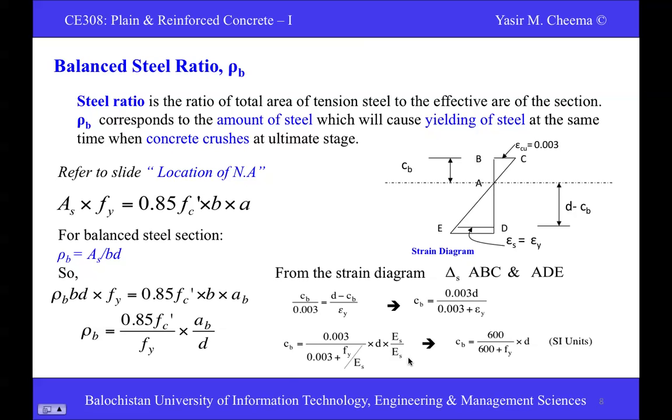So this is your Cb equal to 0.003 over Es times d, over 0.003 plus Fy over Es. Let's say we want to convert it into Fy. We multiply and divide this one by epsilon s.